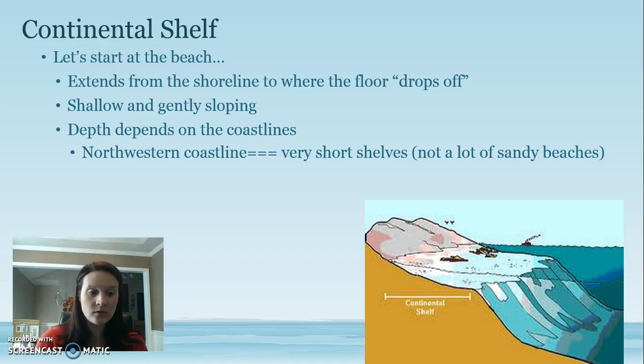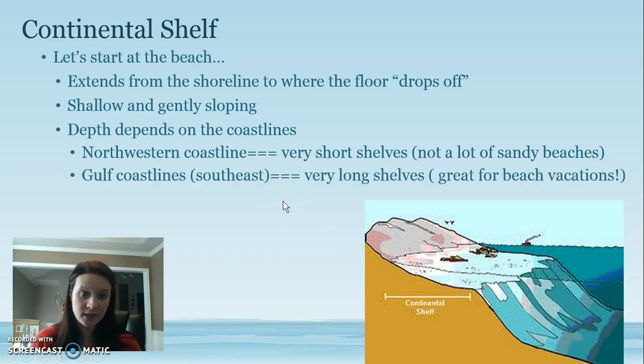San Francisco, Sacramento, those areas, they have really short shelves. You're not going to see a lot of sand accumulating there. It's really just a very steep drop-off point of where that shelf should be. Whereas if you've gone to the Gulf coastlines, like Florida, anywhere like that, you usually have a really long continental shelf, so great for sandy beaches, walking out into the water, and more activities for people to do at the beach.